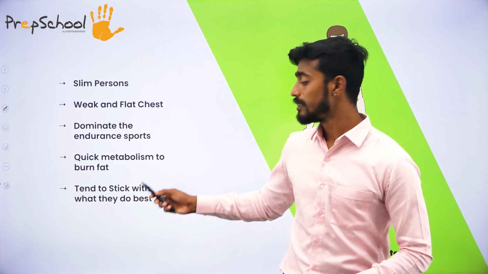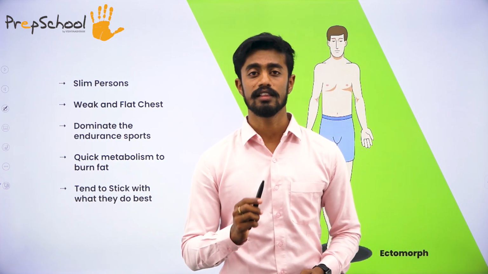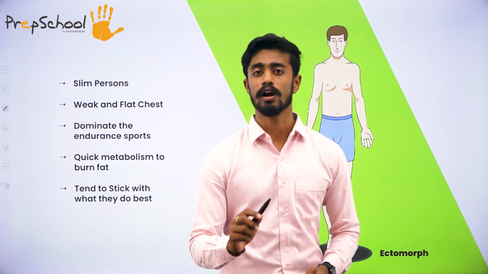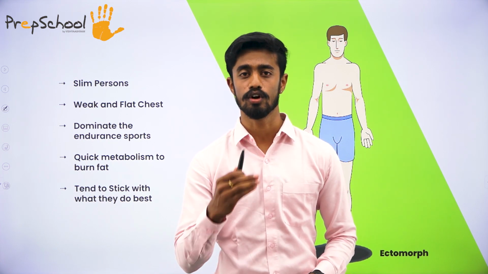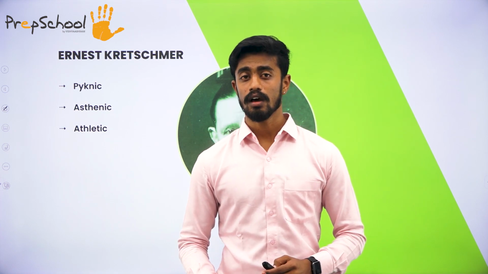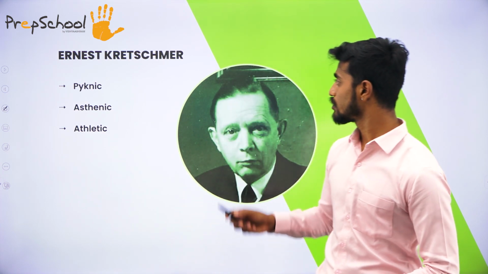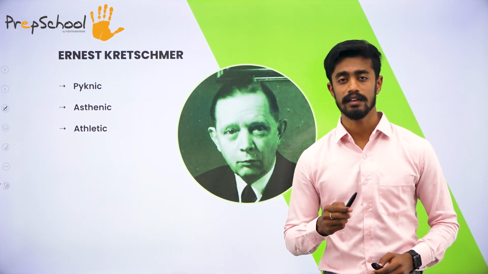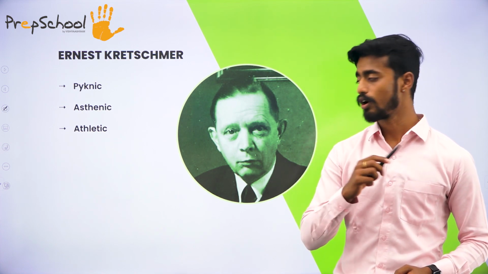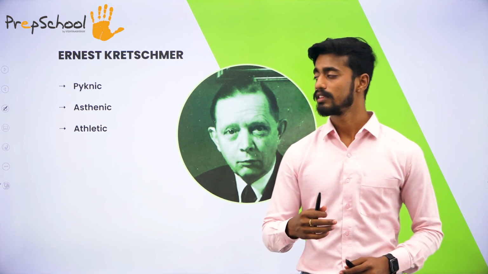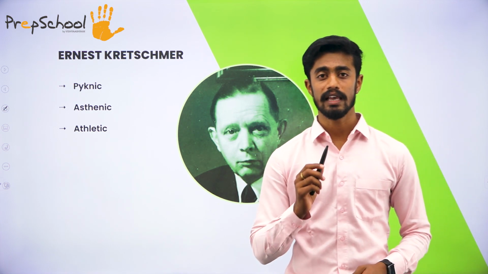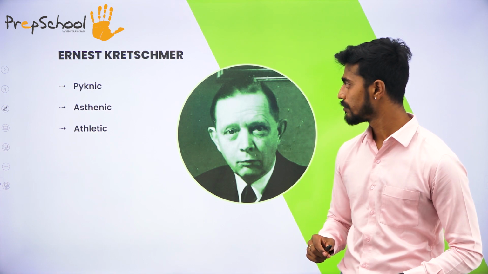Lastly, they tend to stick to what they do best. They don't want to try anything new. They always stick on to what they are good at. Now let's see what Ernest Kretschmer has defined or told about this body type. He has divided this body type into three parts, that is pyknic, asthenic, athletic.